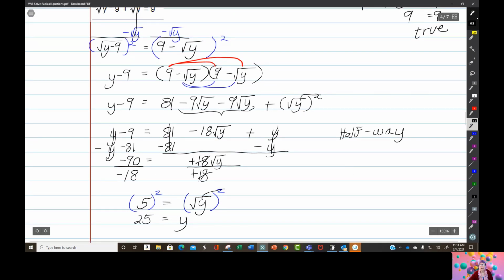And notice how you carefully square 9 minus the square root of y. It means parentheses 9 minus the square root of y, parentheses 9 minus the square root of y. There are no easy way outs, and well, sometimes there are, but not here.